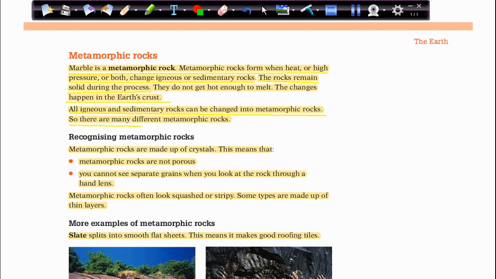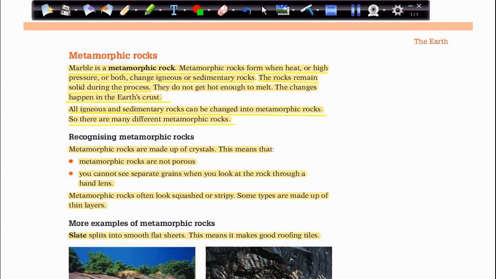So there are many different metamorphic rocks. So we have different types of sedimentary rocks and igneous rocks, many types. So in this case, metamorphic rocks can be so many different. How can we recognize metamorphic rocks?